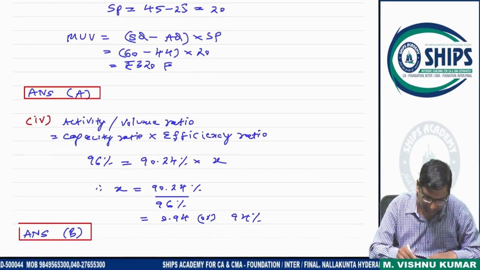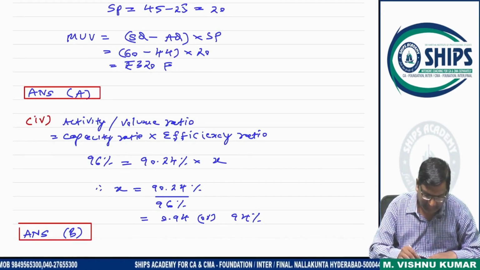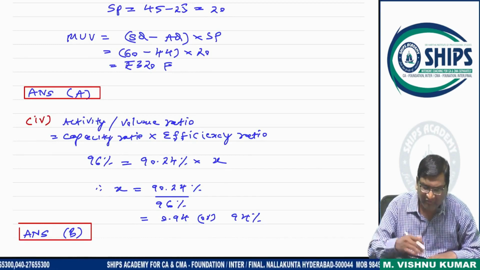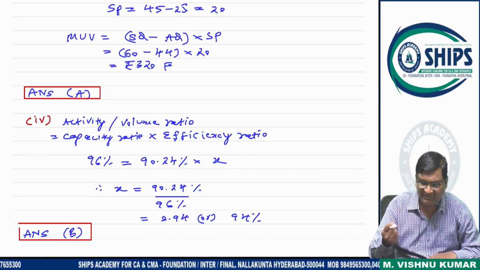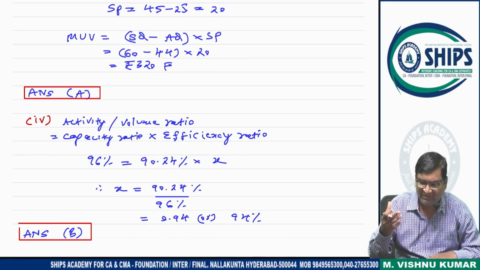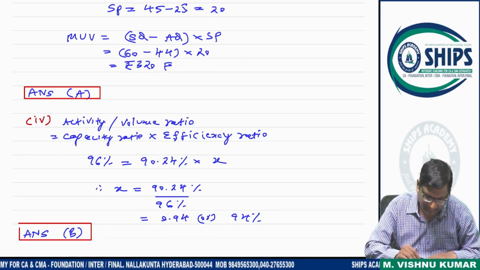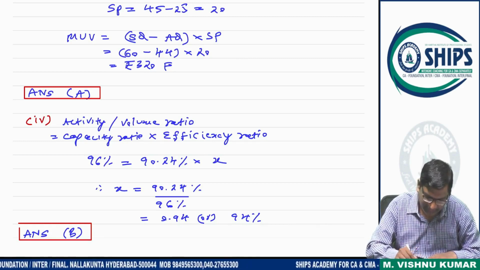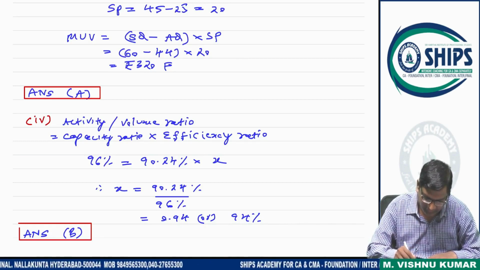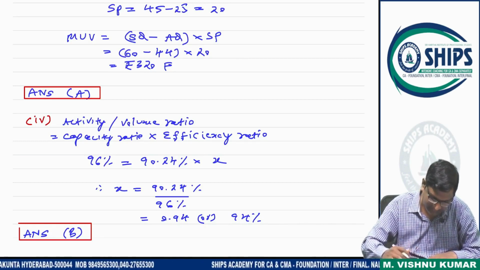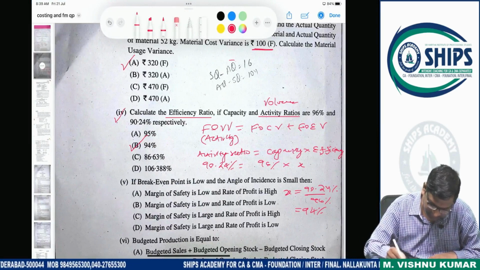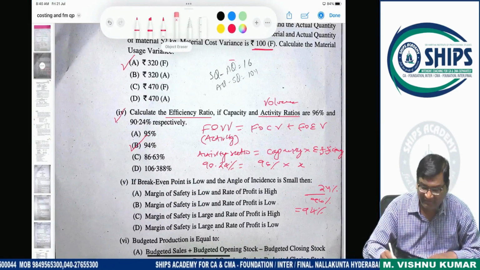So activity ratio or volume ratio. In books they will not use the word volume, but for simplification, in our class we discuss this as volume, because volume variance is equal to capacity, calendar and efficiency. So activity ratio is 90.25. Efficiency ratio we have to find out. The capacity ratio is already given as 96%. X will be 90.24 by 96, 94%. The answer is B. Understand? Yes sir, perfectly understood.